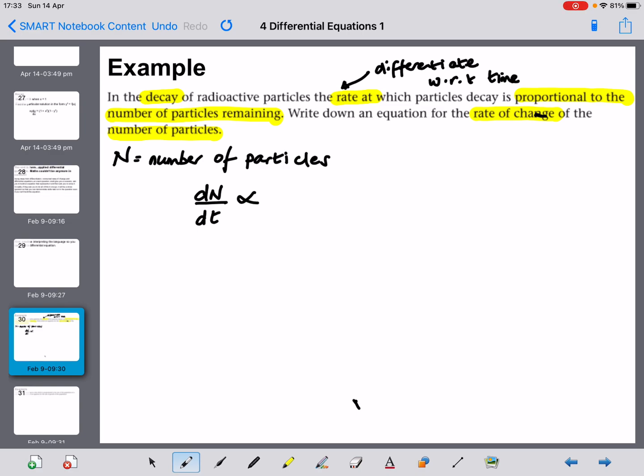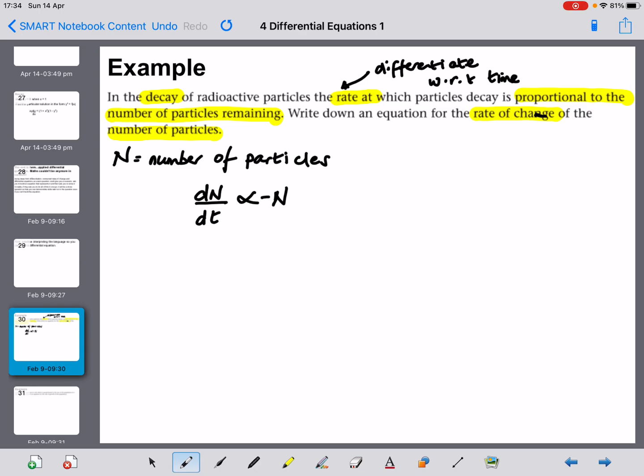So fish, or proportional, I've always called it fish. That's the proportionality statement, is proportional to the number of particles remaining. So that's proportional to n. Okay. The only thing that we are missing is the fact that it is decaying. If something is decaying, then it's decreasing, which means we need a negative.